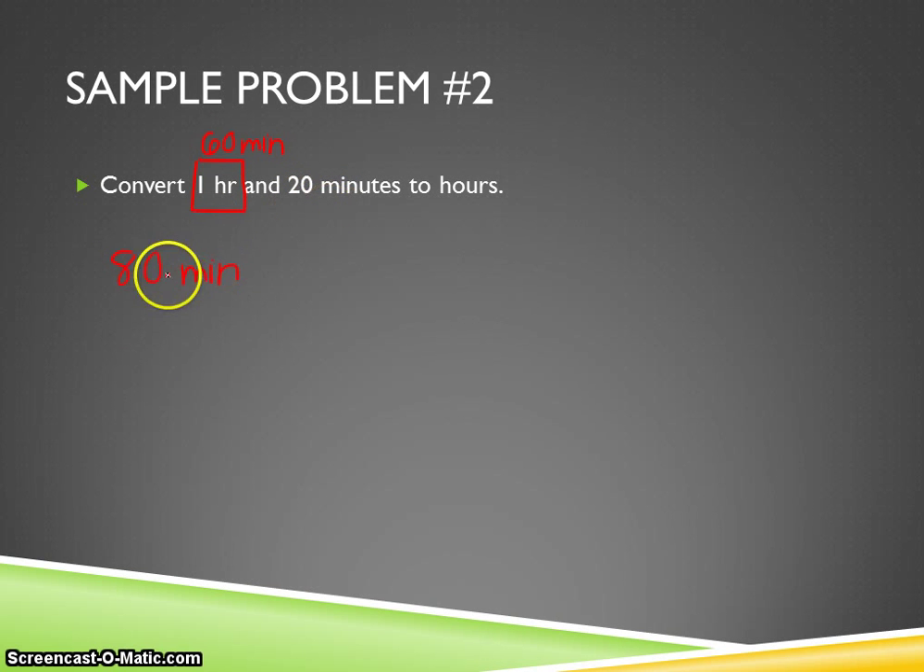So I've written what I know on the left, and now I'm going to write the units of what I'm trying to find. It's going to be hours on the right. So 80 minutes, and I'm trying to get hours. I'm going to put minutes on the bottom, because if I have minutes divided by minutes, they would cancel out.